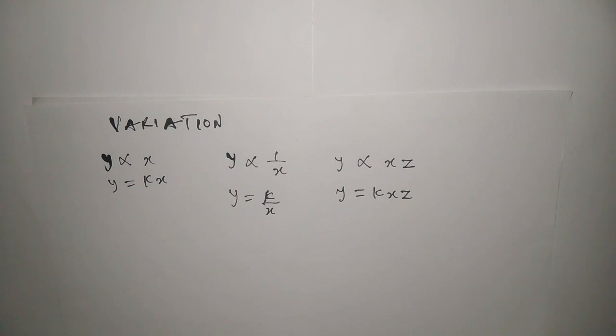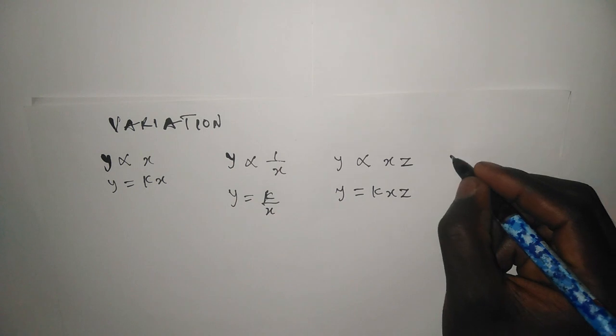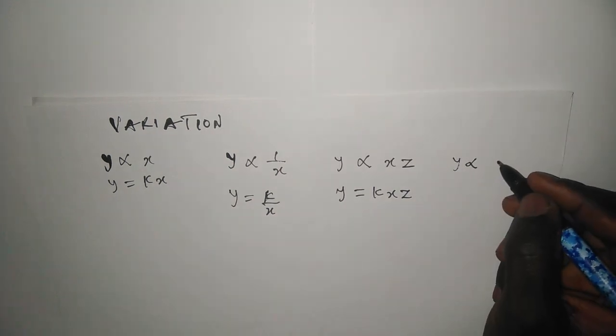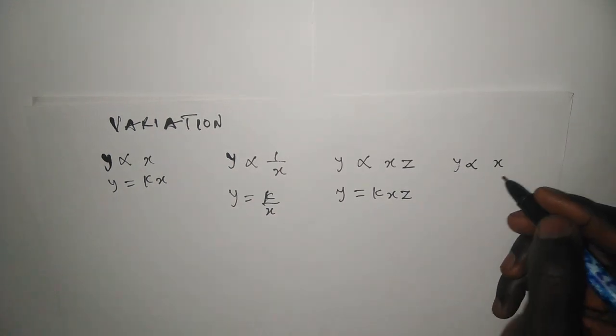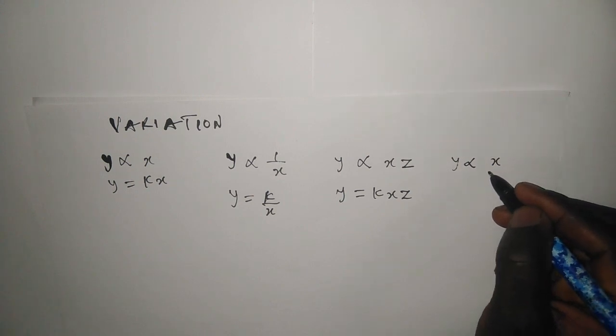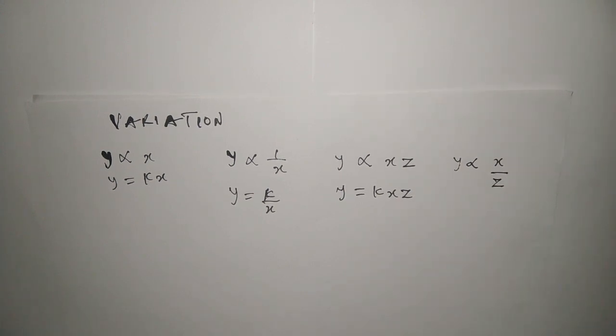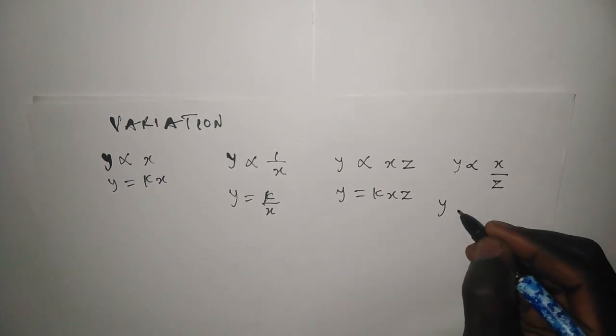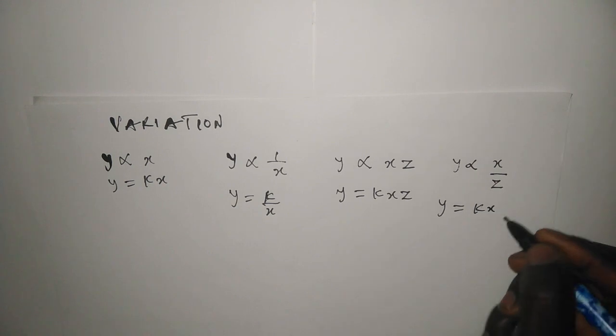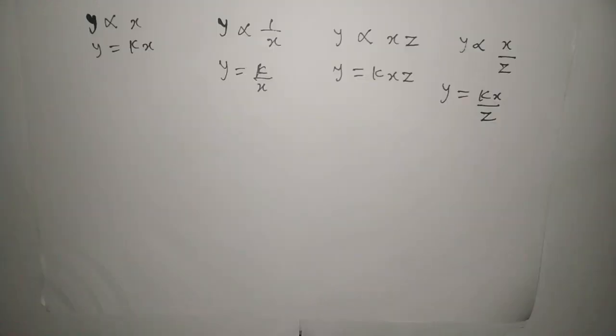And if you have a statement, for instance, that says y varies directly with x and inversely with z, you put it this way: y varies directly with x and inversely with z. Therefore, this equation will represent y is equal to kx all over z. So these are the types of variations you'll be encountering in variation problems. So let's take an example.